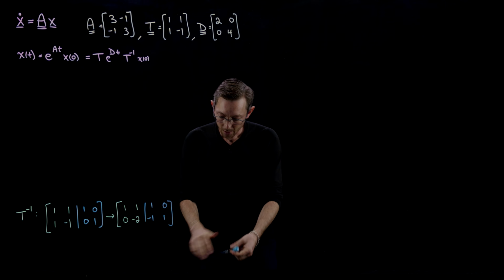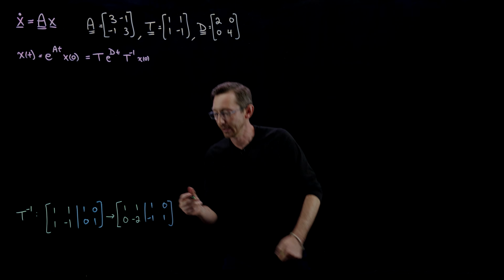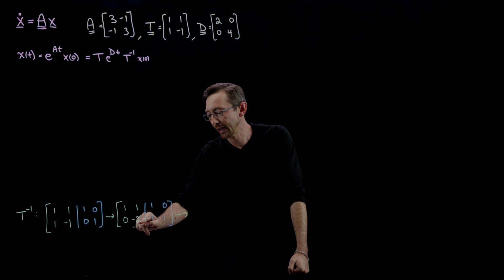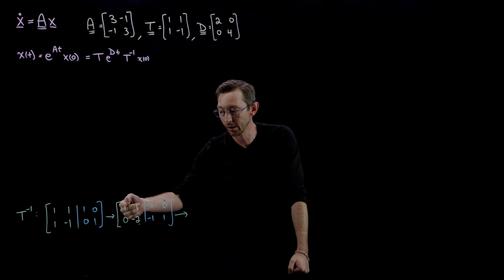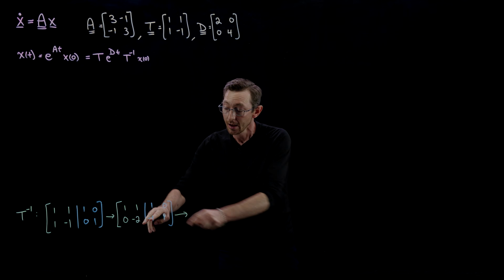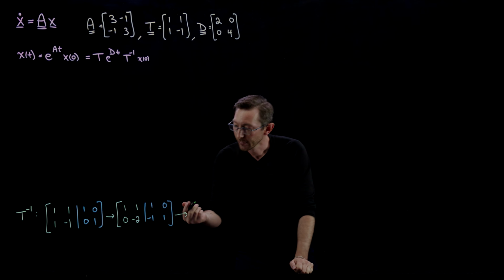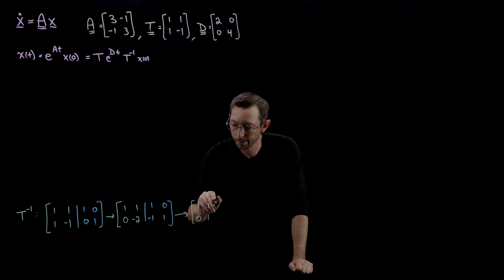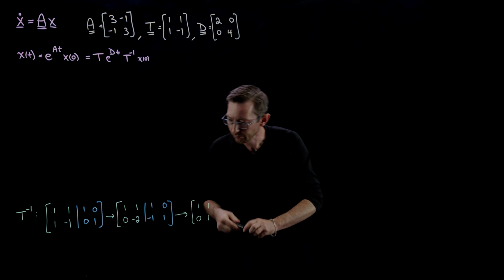Good. Now I'm going to divide this second row by -2, because I want this to be diagonal. I want it to be 1, 1, and 0s off the diagonal. So I'm going to divide this row by -2. And again, nothing changes on the first row. It's still 1, 1. But now this becomes 0, 1, because I divided by -2.